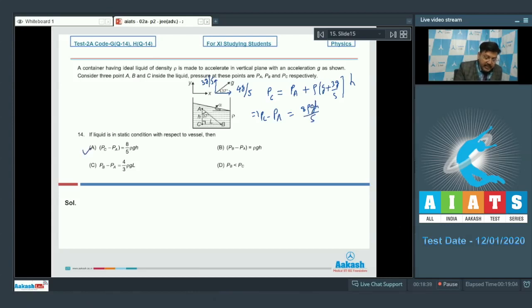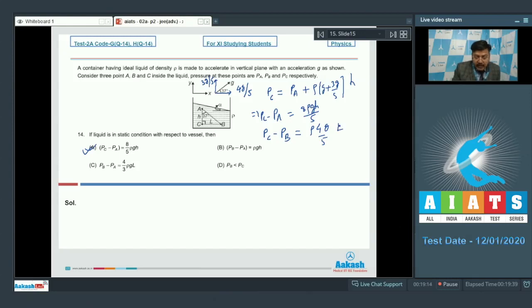So option A is clearly correct. Let's evaluate PB minus PA, and before that, let's find PC minus PB. These two points are at the same level, so the pressure difference is due to the horizontal acceleration, which is 4g by 5. So this is equal to rho into 4g by 5, and this length L.